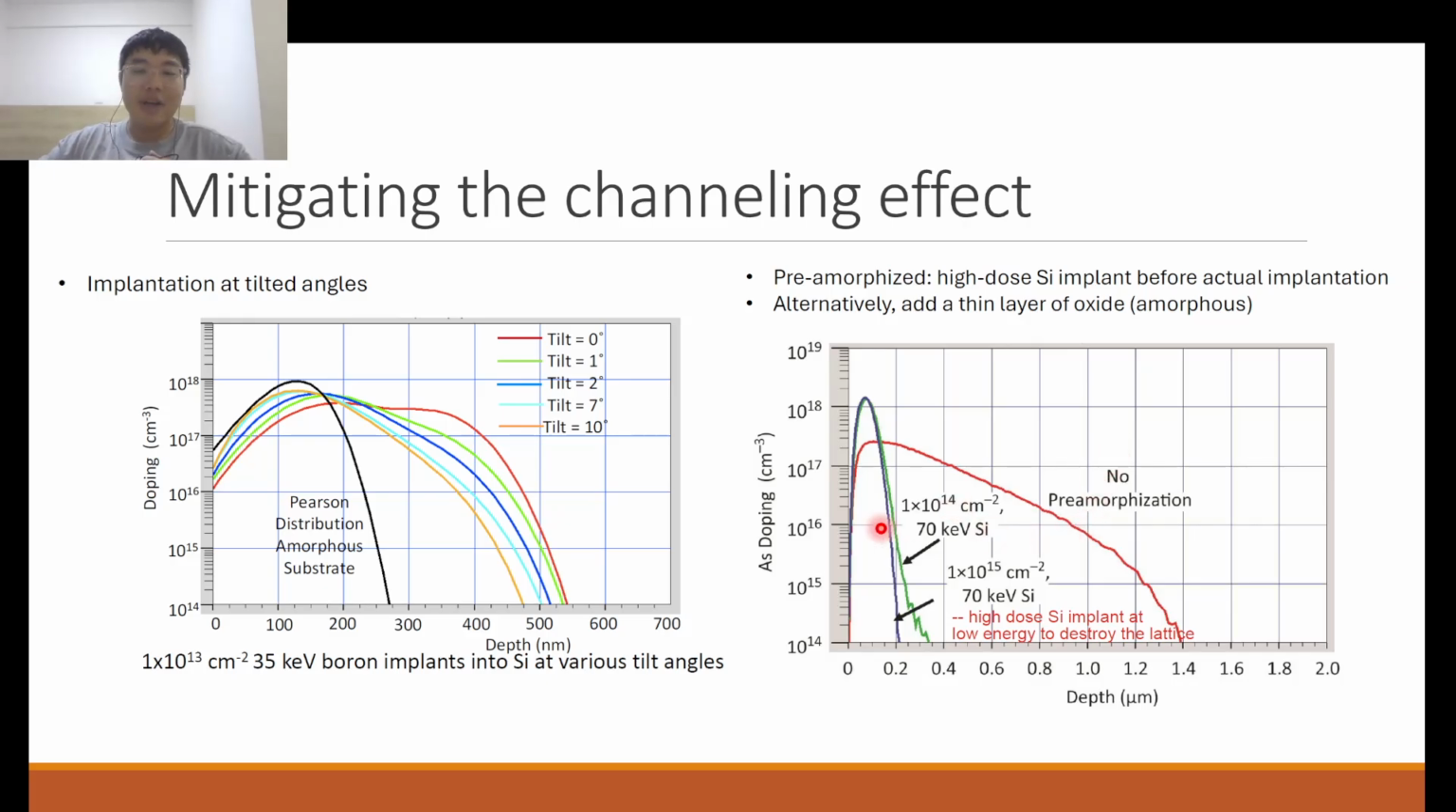Alternatively, you can also add a thin layer of oxide on the silicon surface, because silicon dioxide, when grown on silicon, is always amorphous. But either way, this kind of amorphization helps to stop the channeling effect, and so the depth of your dopant penetration becomes much smaller. Okay.